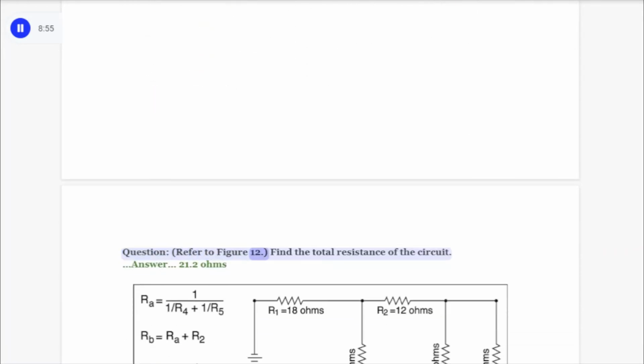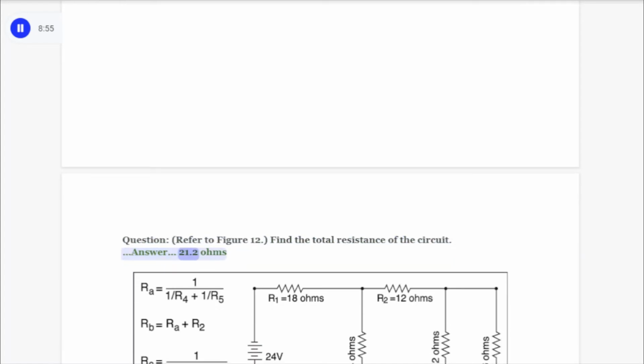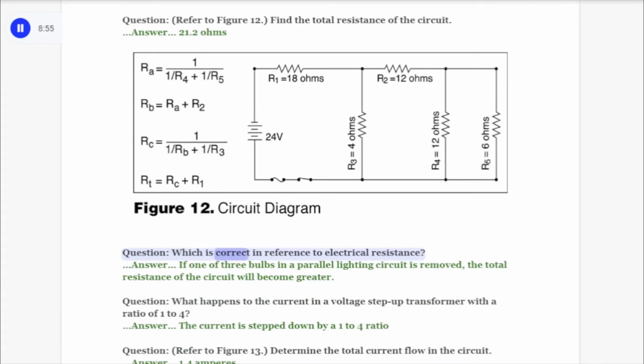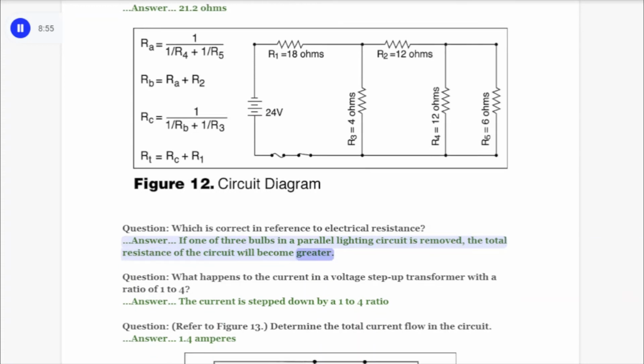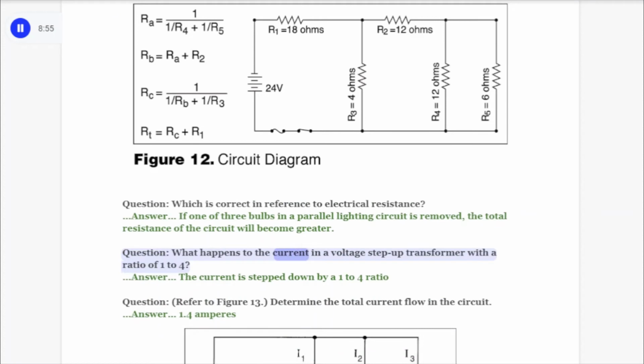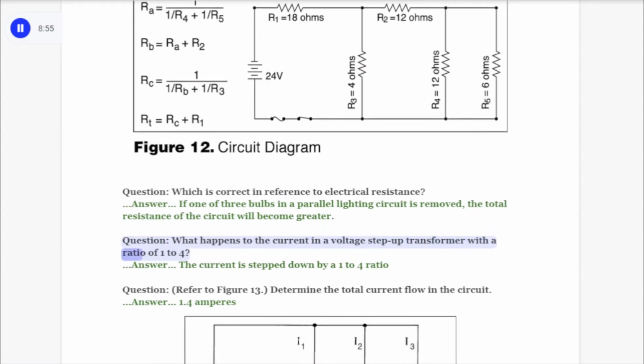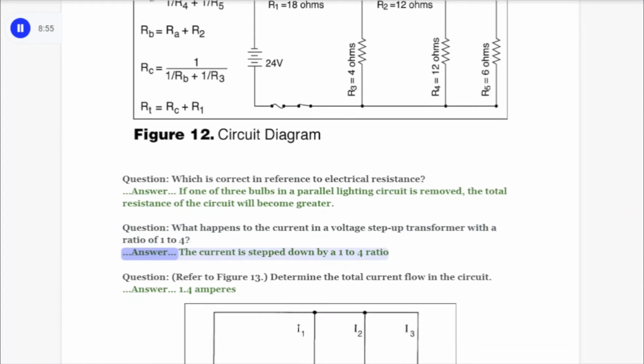Question. Refer to Figure 12. Find the total resistance of the circuit. Answer. 21.2 ohms. Question. Which is correct in reference to electrical resistance? Answer. If one of 3 bulbs in a parallel lighting circuit is removed, the total resistance of the circuit will become greater. Question. What happens to the current in a voltage step-up transformer with a ratio of 1 to 4? Answer. The current is stepped down by a 1 to 4 ratio.